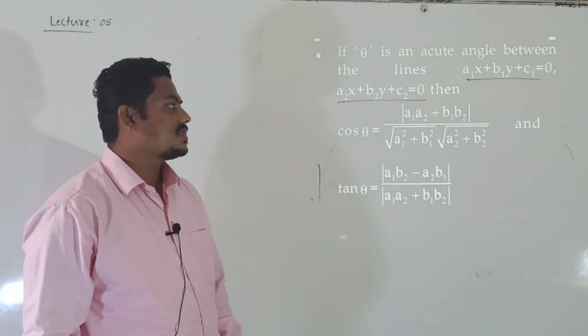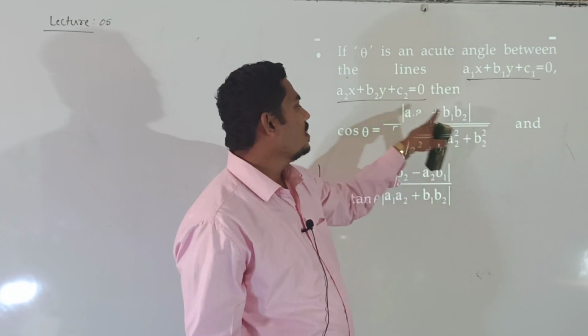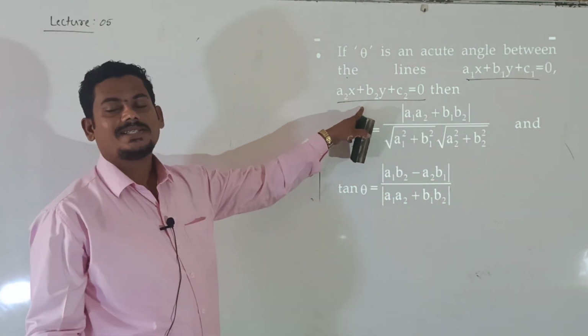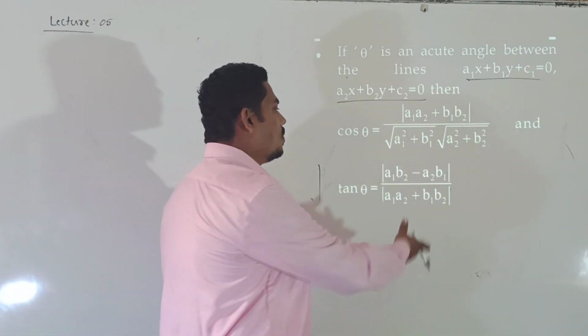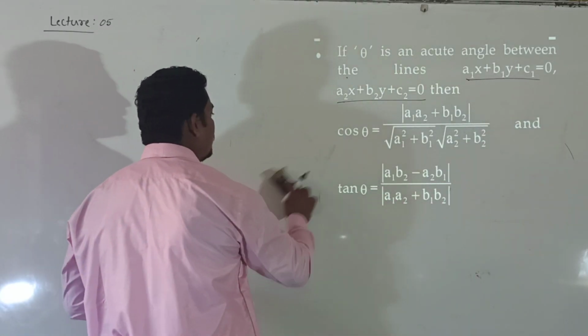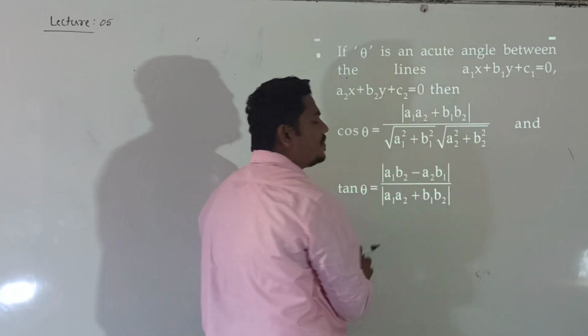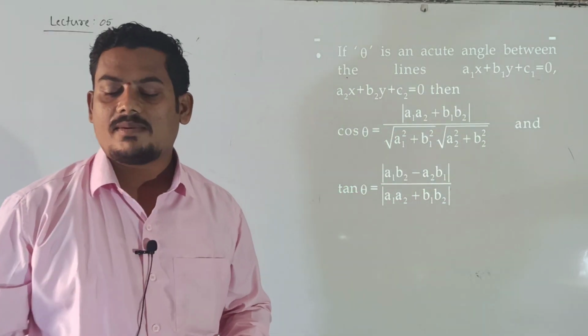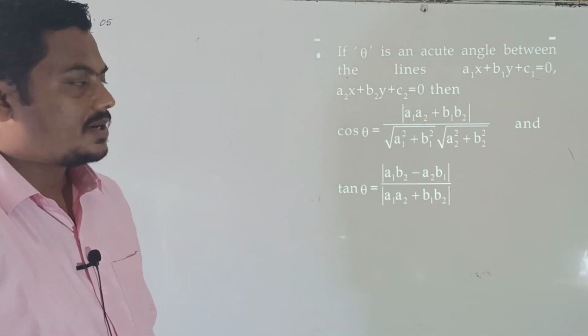Just write their slopes. What is the slope of this line? Minus a1 divided by b1. What is the slope of the second line? Minus a2 divided by b2. By using slopes also we can find the angle between two lines. No need to remember these two formulas, right? Just remember the angle between two lines formula: tan theta is equal to modulus of m1 minus m2 or m2 minus m1 divided by 1 plus m1 into m2, right?